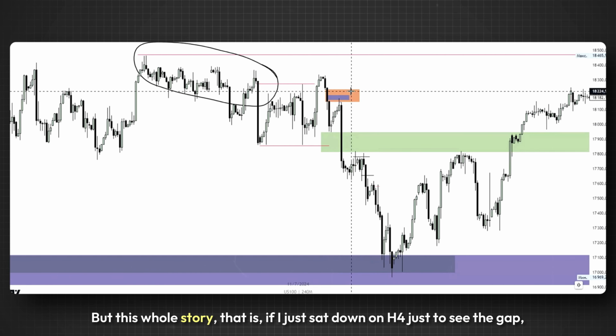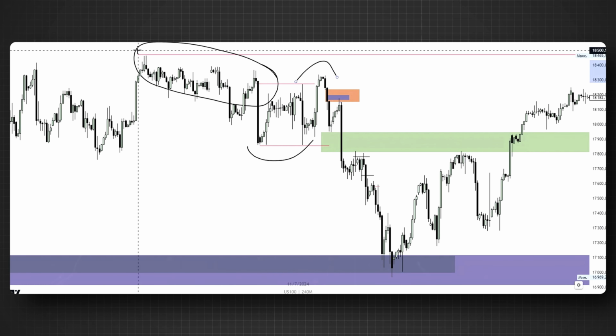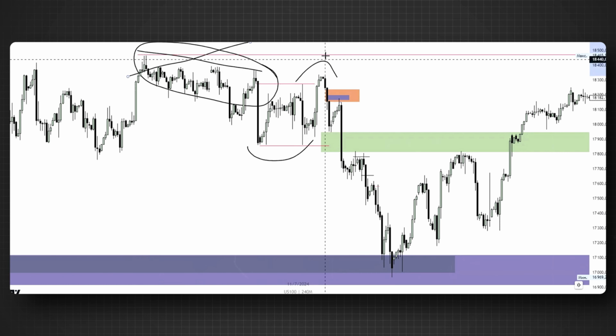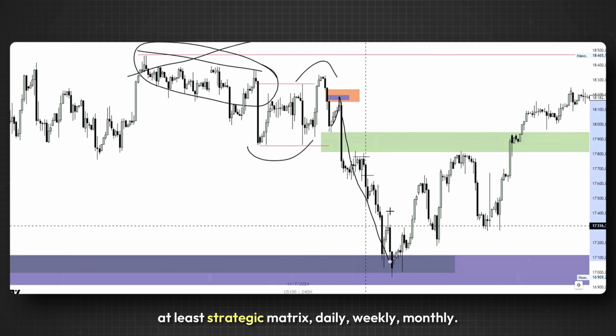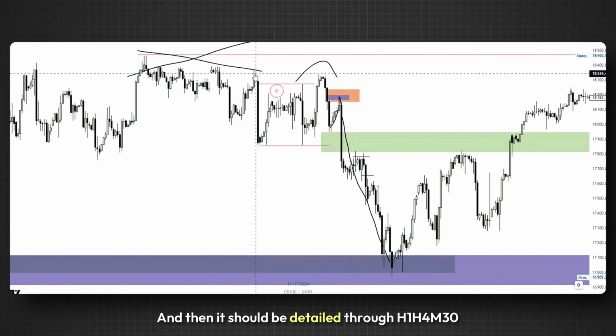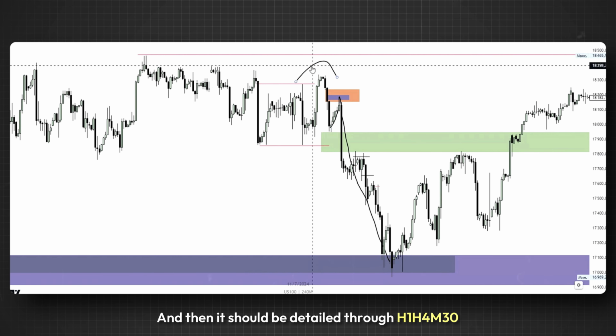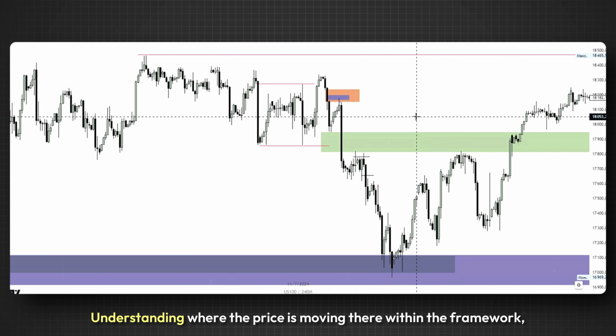But this whole story, that is, if I just sat down on H4 just to see the gap, of course, it is extremely difficult. It should be taken into account within the framework of older time frames, at least the strategic matrix. Daily, weekly, monthly, and then it should be detailed through H1, H4, M30, and already find some detailed entry points, understanding where the price is moving, there within the framework, enter the market within M15, or if you want M5, but the lower you go, the more difficult it is to enter.